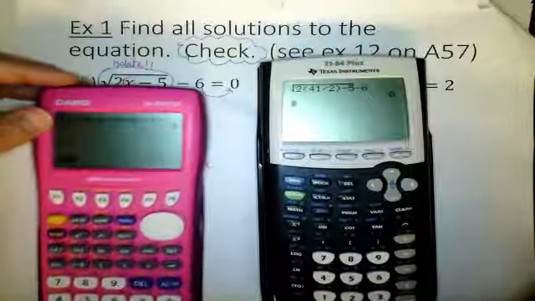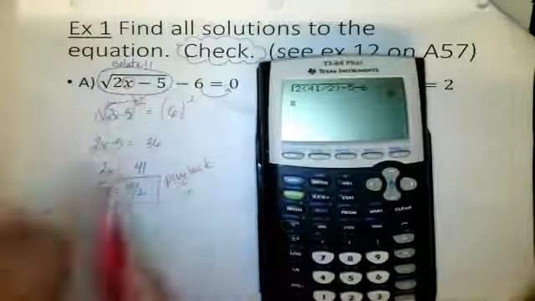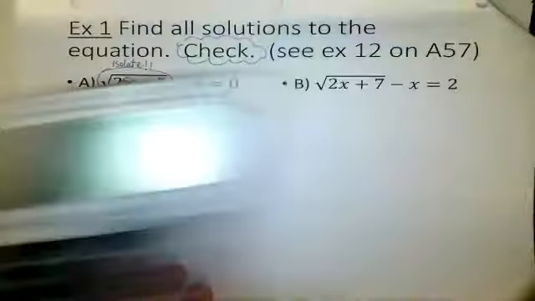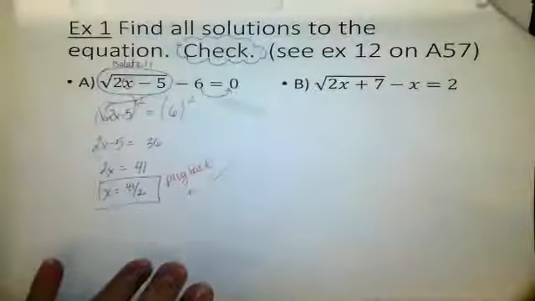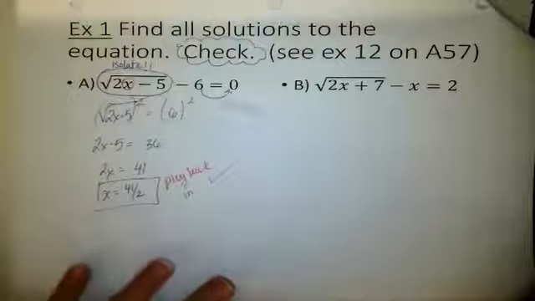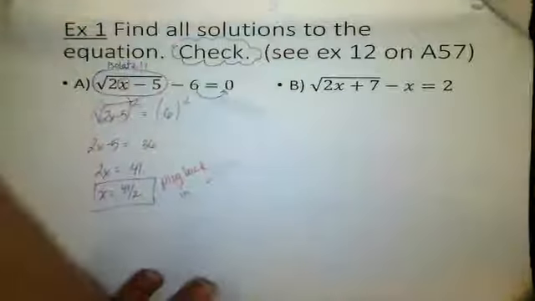All right. But plugging it back in, that whole left side is supposed to equal the right side, which is 0. So that one absolutely works. So it's a true solution. All right, letter B, what do you want to do?